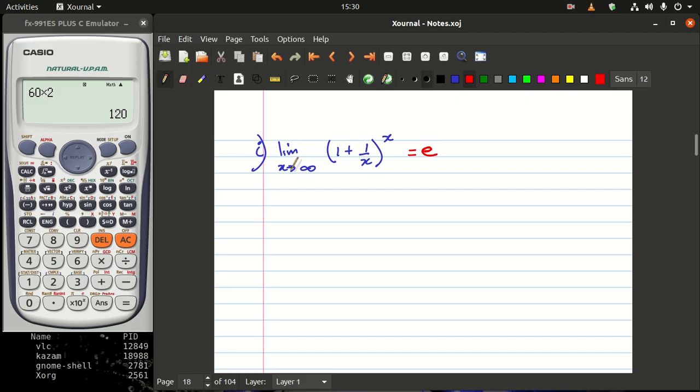Now, can we actually use limits to evaluate if that is actually true or not? Or can we actually evaluate this limit and see if it is really equal to e? Because that was actually our definition. So what we are going to do here is very simple. If I were to plug in infinity here, I would end up having 1 plus 1 over infinity.